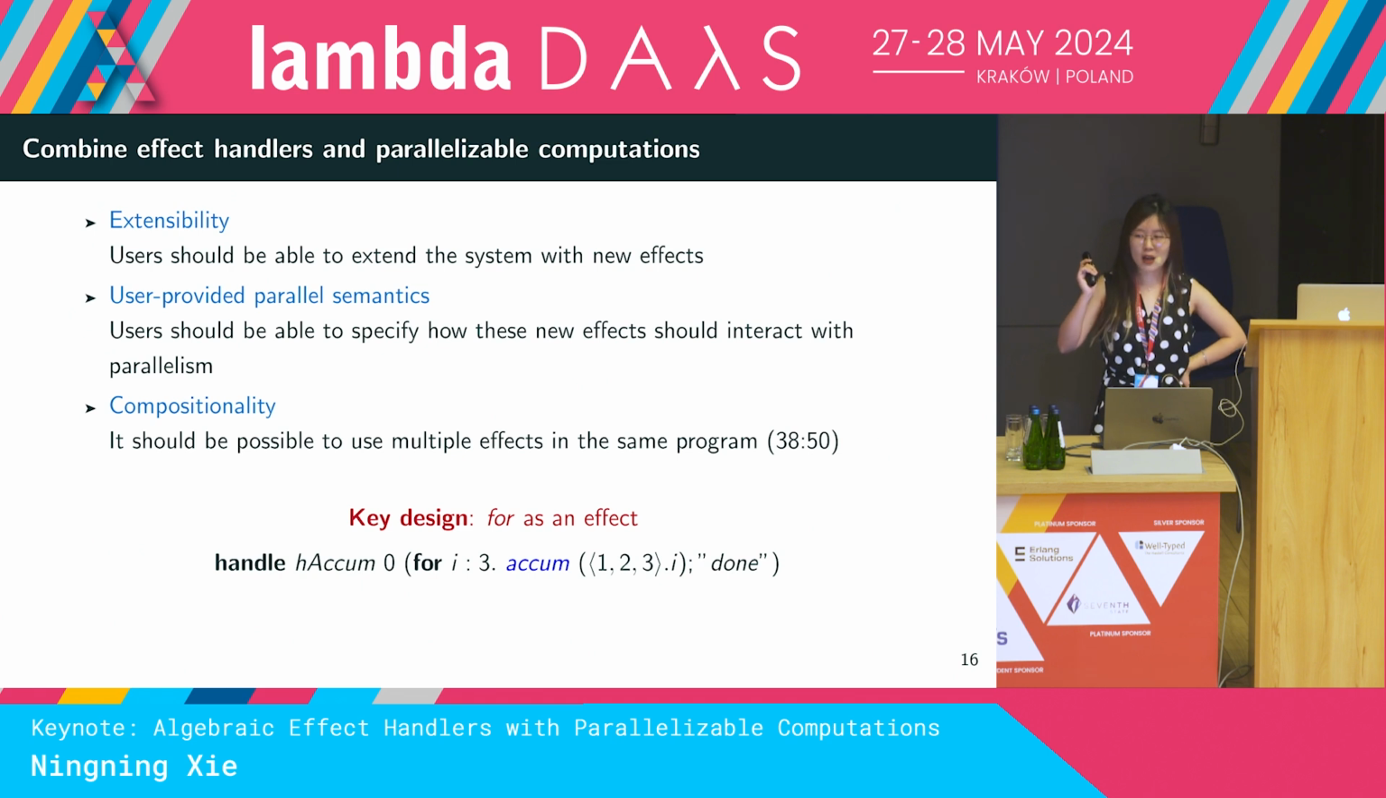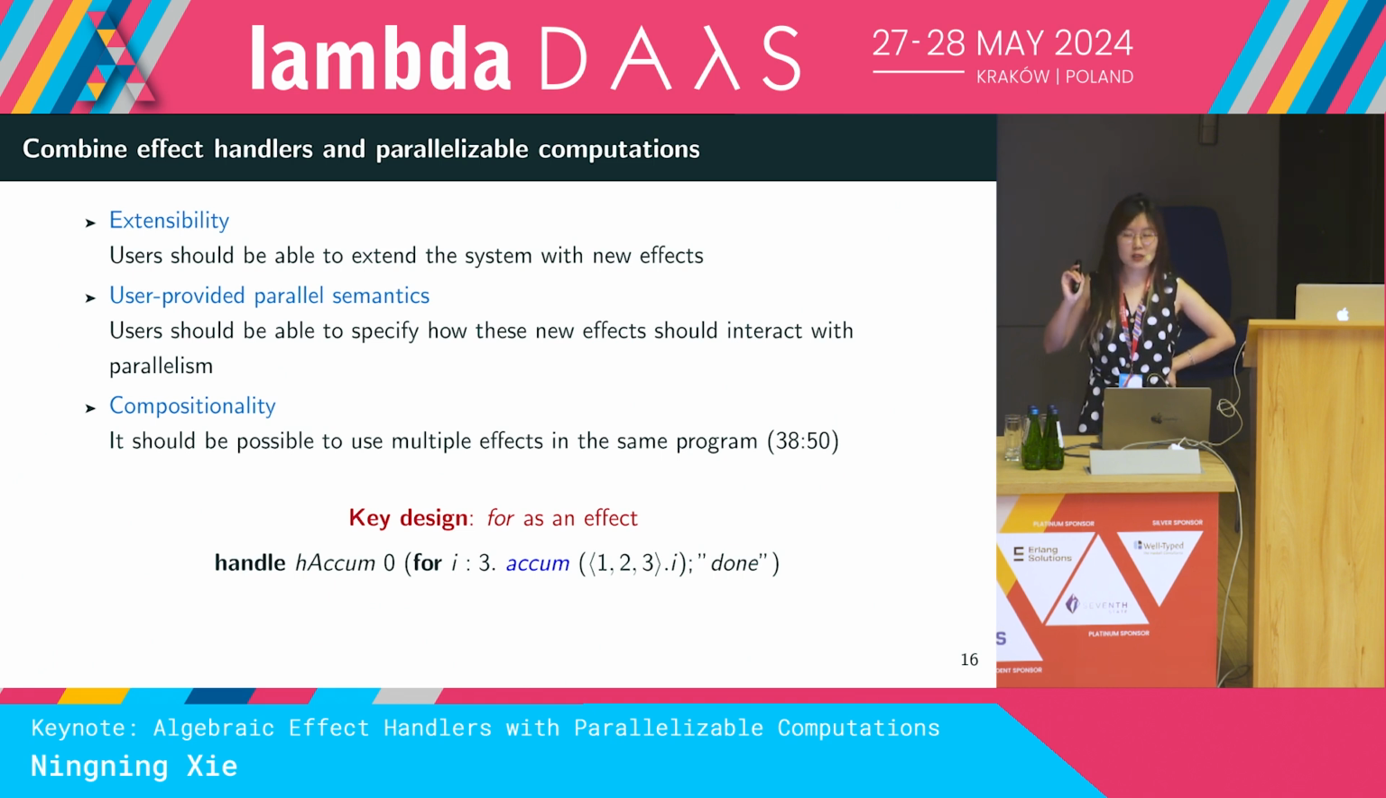where we have a for expression under a handler, and inside this for expression, we are going to call the accum operation. After we are done with this for expression, we just return the string "done". And we can handle this whole program using the handler for run accum with the initial handler parameter being 0.